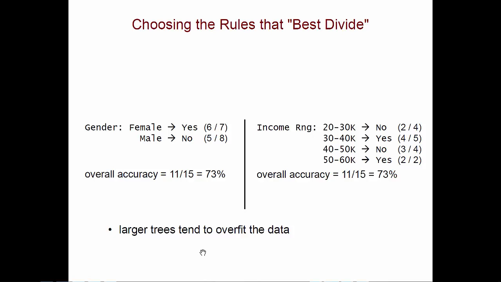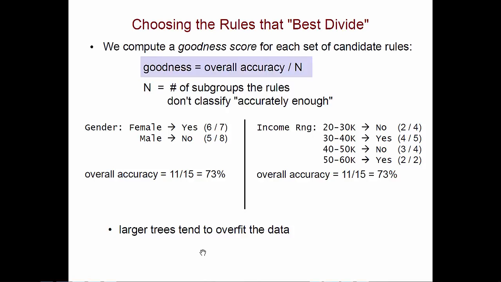And so instead of using just accuracy, we're going to use a goodness score, which is the overall accuracy divided by an integer n, where n is the number of subgroups that the rules don't classify accurately enough. And to simplify matters, accurately enough is going to actually be perfectly. So if they don't classify perfectly, we're going to take that subgroup and include it in our number n. So let me show you what that means.